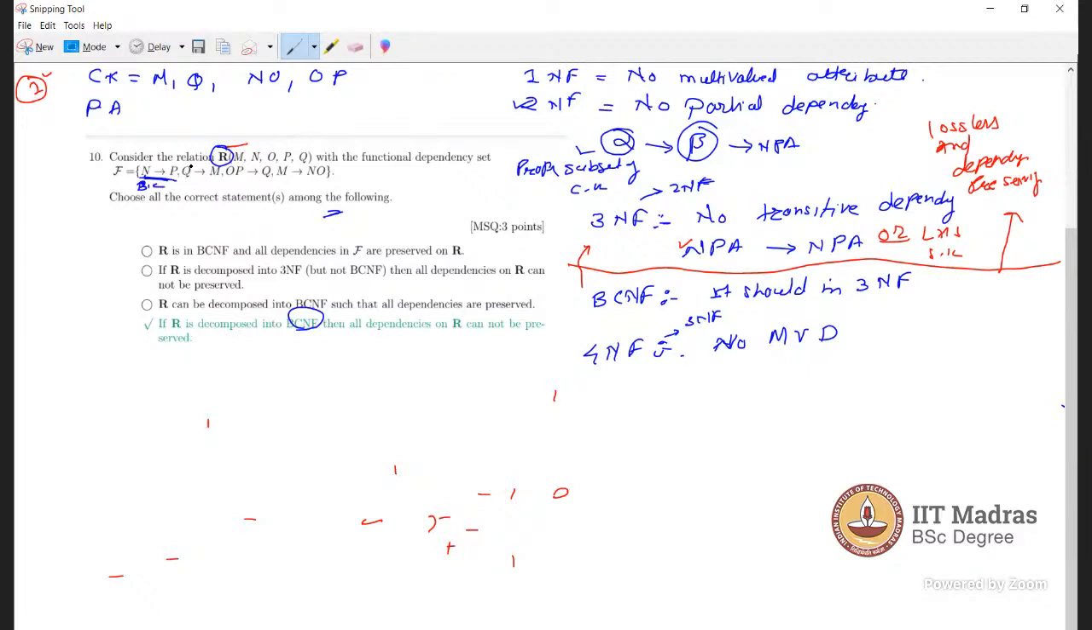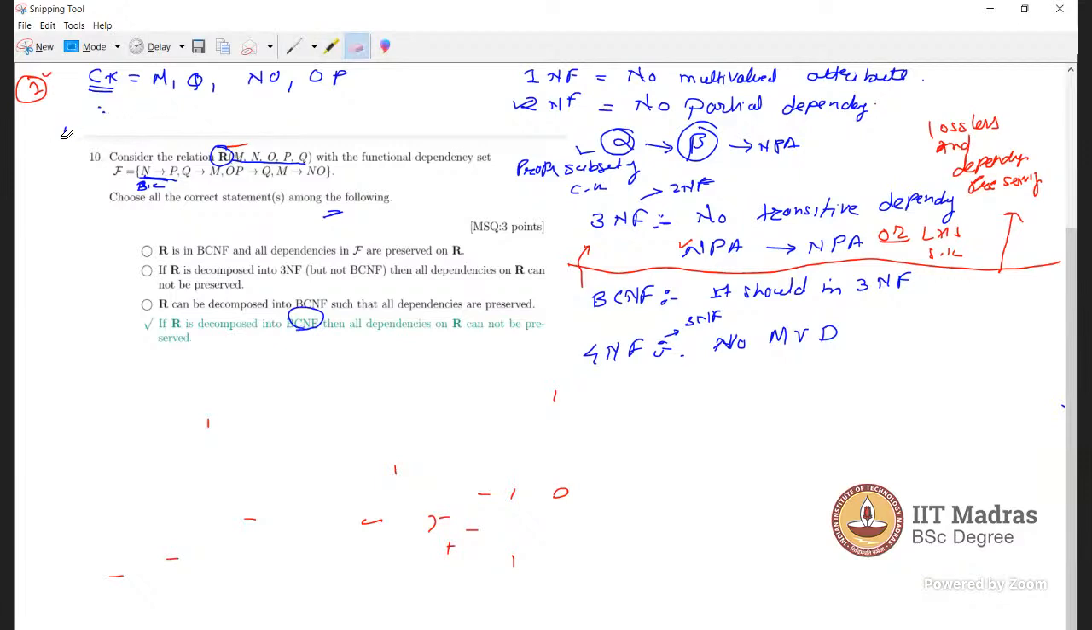What does prime attribute specifically mean? Prime attribute means the attribute which is present in the candidate key. Okay, M, Q, N, O, and P. So all the attributes are present in the candidate keys. So these are the prime attributes, and non-prime attributes are the remaining attributes in the given relation. But here all the attributes are prime attributes. Okay.